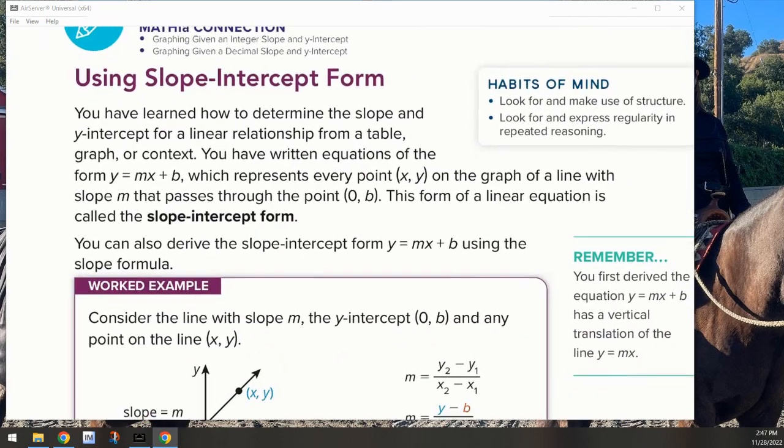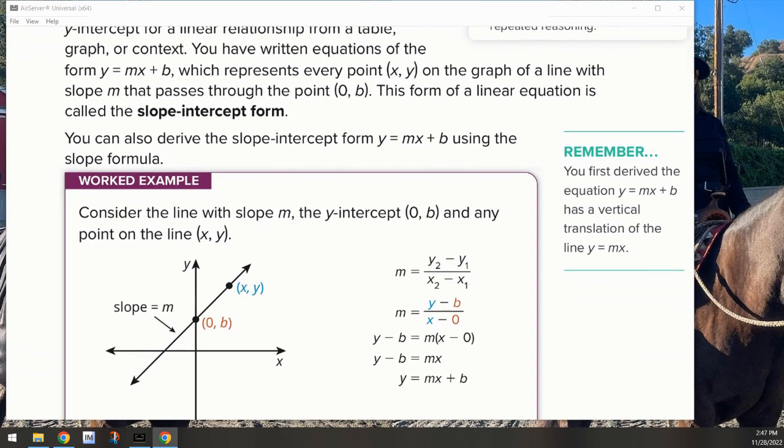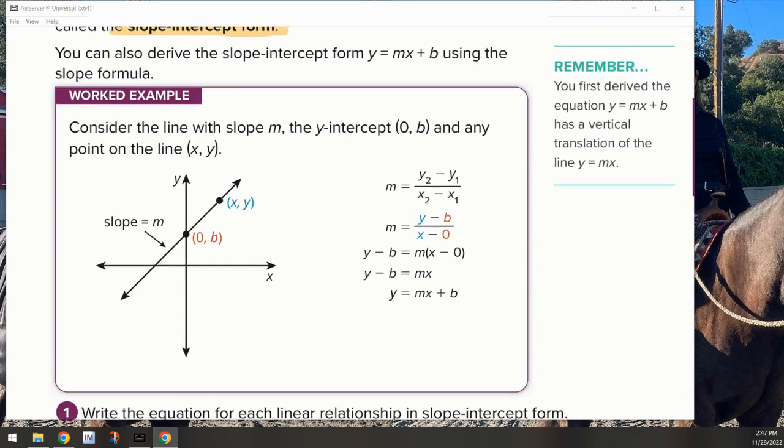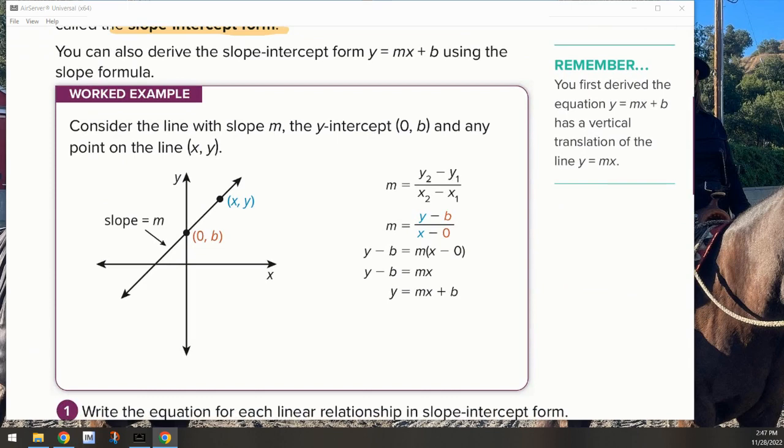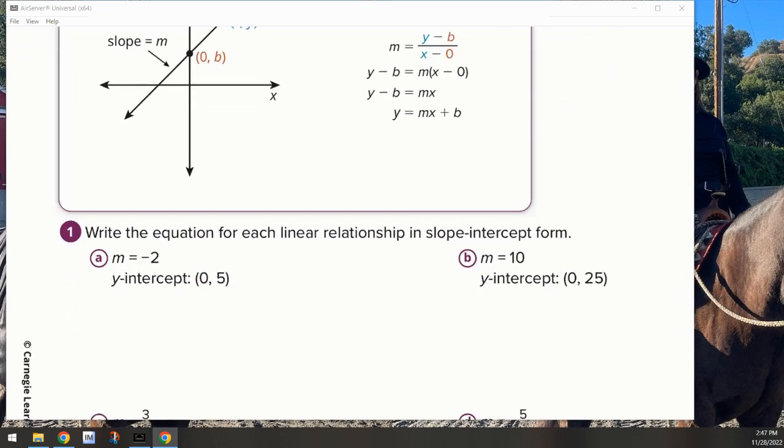Okay, so here we go. Using the slope-intercept form, you have learned how to determine the slope and the y-intercept for a linear equation from a table, graph, or context. You have written equations of the form y equals mx plus b, which represents every point x and y on the graph of the line with slope m that passes through the point (0, b). This is what is called the slope-intercept form, and we've been calling it that. This just explains how we get this.